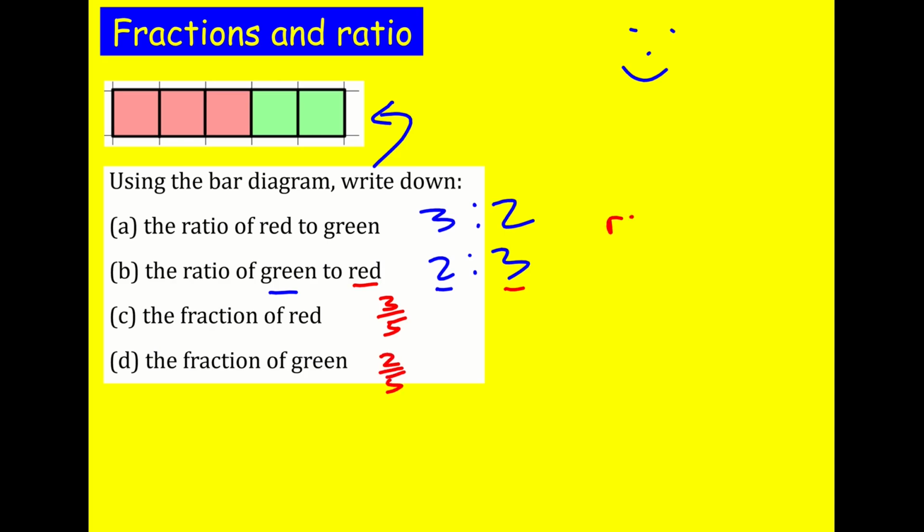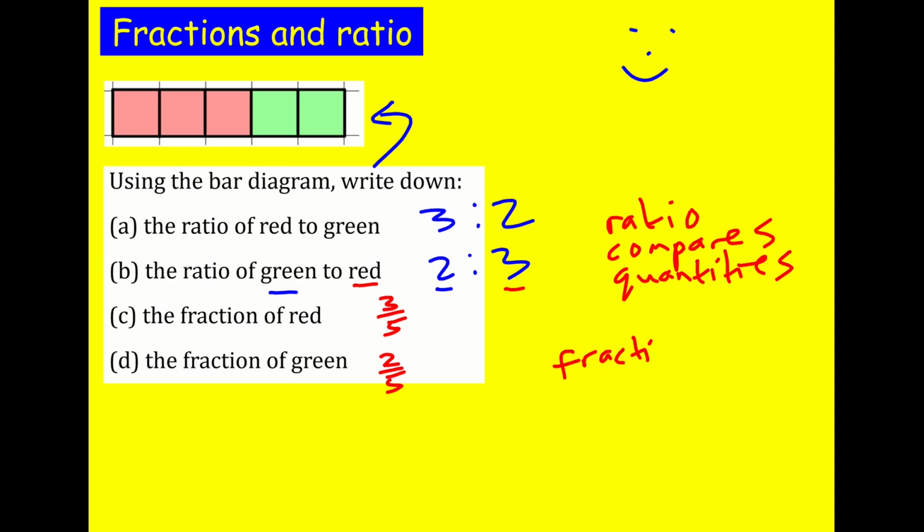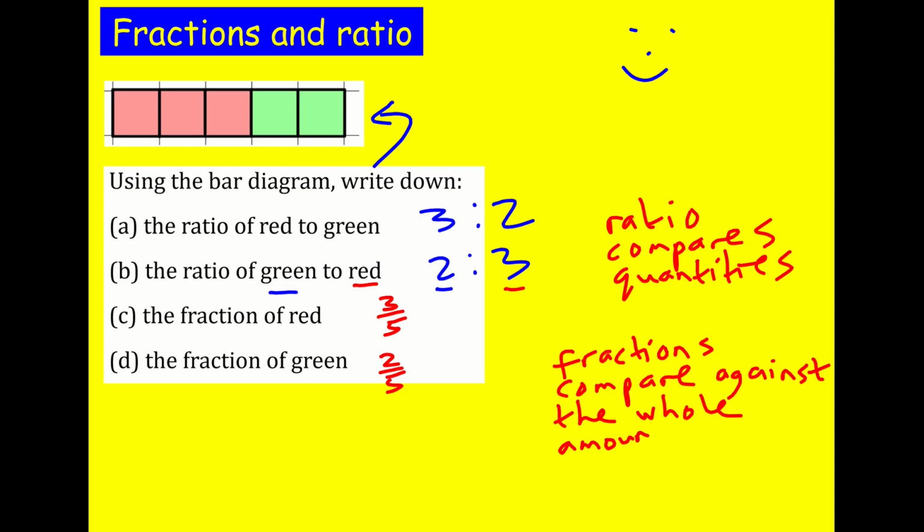So suppose ratio compares quantities would be a good summary. Fractions compare against the whole amount. Ratio compares quantities together. Okay, that's a little summary of the difference between ratio and fractions.